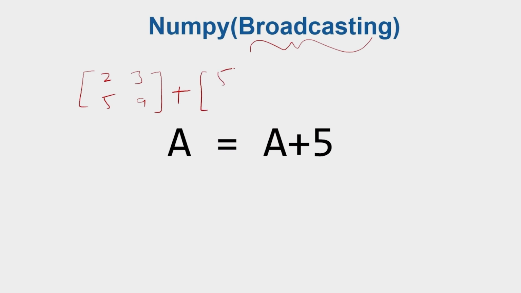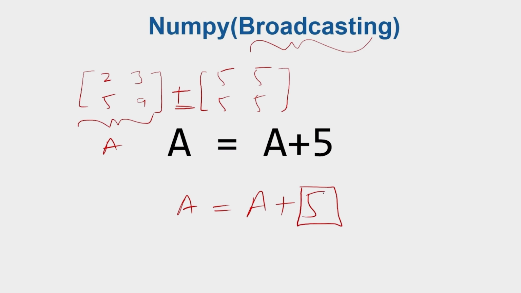So one way to do that is to create another array with 5, 5, 5, 5, and just apply the add operator and you are done. Great. But NumPy allows you to just write this with array A, and this 5 is automatically broadcasted to match the dimensions of its other operand, and the addition happens. You need not do this explicitly.